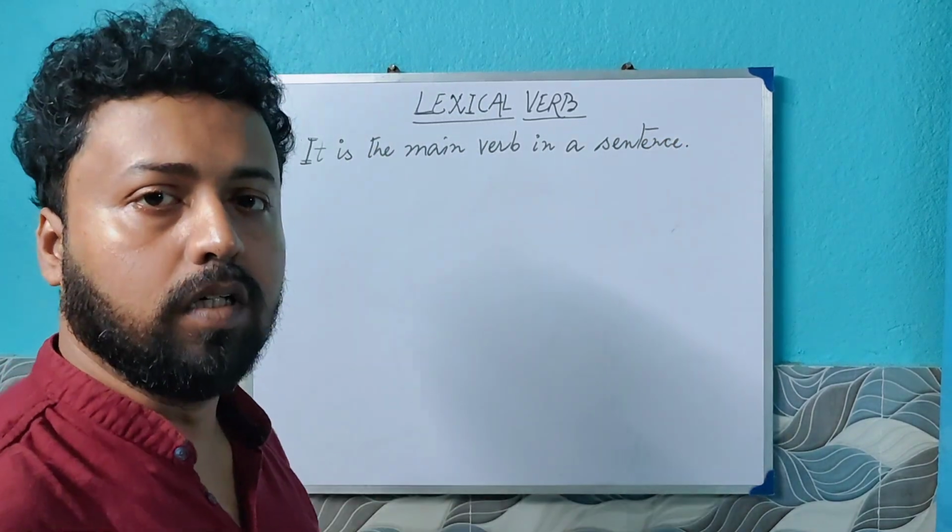A lexical verb is the main verb in a sentence. It always carries the core idea. That's what a main verb does. It expresses the main action or a state of being or position in a sentence. It expresses the core idea. That is why it is called the main verb or the principal verb. A lexical verb is always the main or the principal verb in a sentence. Okay?